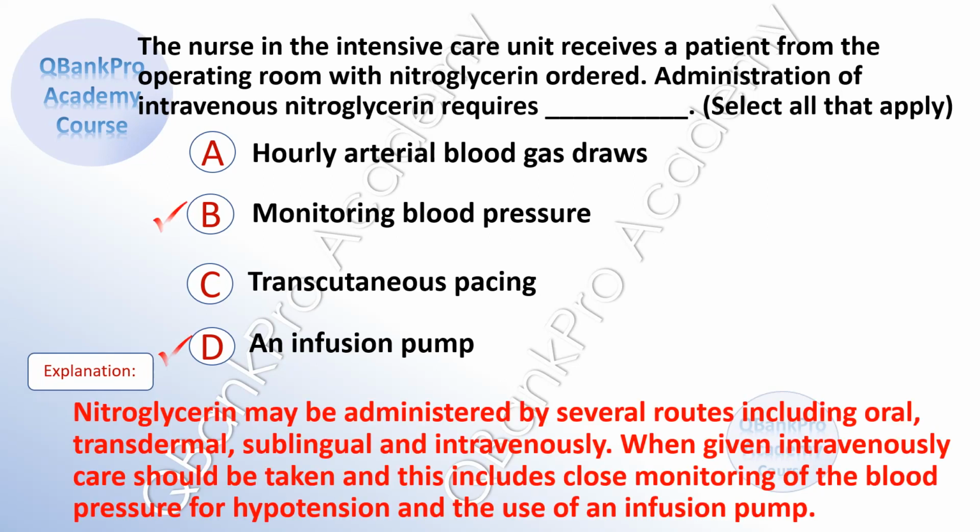The correct answer is B. Monitoring blood pressure, and D. An infusion pump. Explanation: nitroglycerin may be administered by several routes, including oral, transdermal, sublingual, and intravenously. When given intravenously, care should be taken, and this includes close monitoring of the blood pressure for hypotension and the use of an infusion pump.